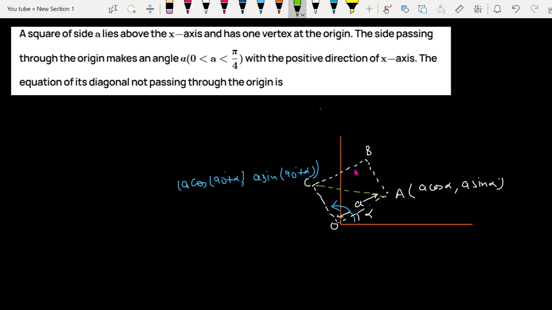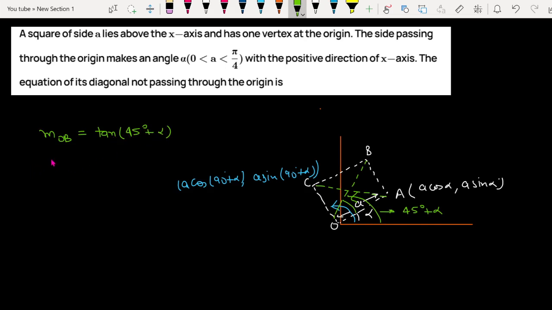Now there are two ways. The first way is that we know 2 points A and C. We can easily find the equation, right? And the second way is that we can find the slope of OB, because this angle is 45 degrees. So the total slope angle of OB will be 45 plus alpha. So I can say that the slope of OB will be tan of (45 plus alpha).